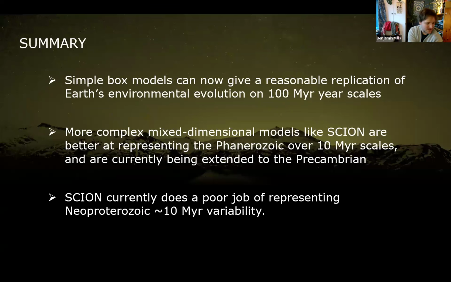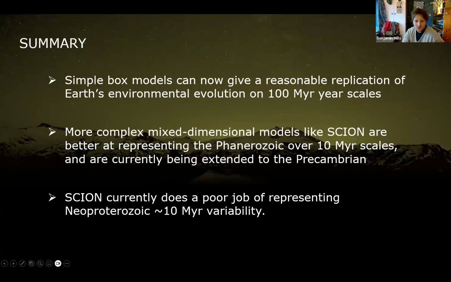So broadly, I'm going to summarize now. What is nice, I think, is that the simple box models can now give a reasonable replication of Earth's environmental evolution on the scale of 100 million years. So we have a simple box model for carbon, for oxygen, for phosphorus, that you can start off in the Archean with what we think are broadly Archean constraints on tectonics and biology. You can then let it evolve towards the present day, and it will produce something that looks quite a lot like our planet over these scales. So I think that's really interesting. I think that's really great. And hopefully we can use that as a platform to try and explore a lot of other events.